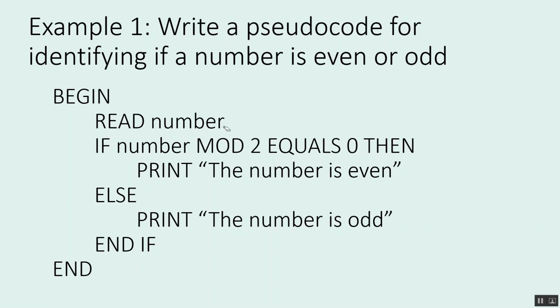We're not going to put it here. We're just going to think of a number. Now, after thinking of a number, let's say for example 8, okay? So if number modulo 2 is equal to 0, this is your variable. If number modulo 2 is equal to 0, then print the number is even. Else print the number is odd, and then end if. So if, else, and then end if.